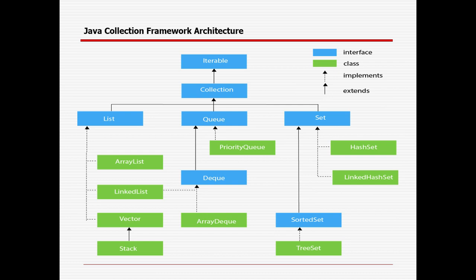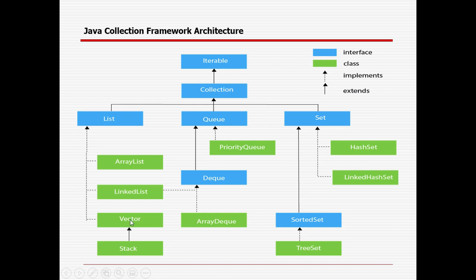Whatever is green, these are the classes. The upper one in the picture is implements, and the lower one is extends. So class to class extends, interface to interface also extends, whereas class to interface implements, right? So you can see here vector, array list, linked list, stack, those are the different classes. Stack is extending the vector class, whereas vector, linked list, and array list are implementing the list interface. That structure you need to remember.